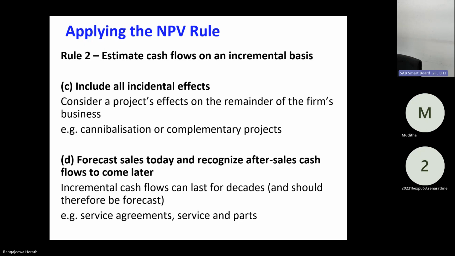Forecast sales today and recognize after-sales cash flows that come later. Some sales are such that when we sell a product, more sales come in the third year. After sales there is some maintenance, right? Many other kinds of income will come. Therefore, you have to take those other incomes into consideration as well. Incremental cash flows can last for decades and should therefore be forecast. Service agreement, service and parts, right?